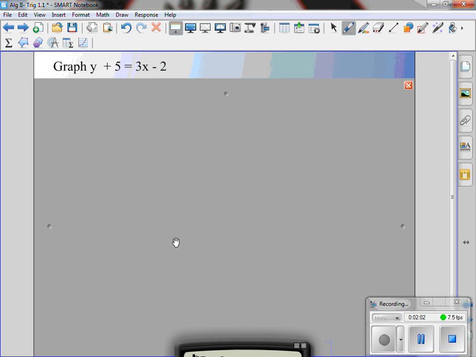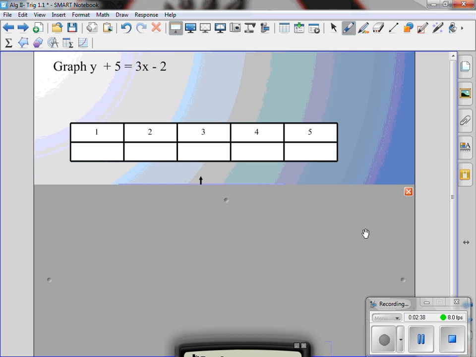Let's look at this one. We're going to graph y plus 5 equals 3x minus 2. There's two ways to do this. What's the first thing we notice? There's a y plus 5. Do I have to do anything to it, or can I just start plugging in numbers? If I'm going to use a table, do I have to rearrange it? Or can I just take this 1 and throw it in for x, and then solve it?